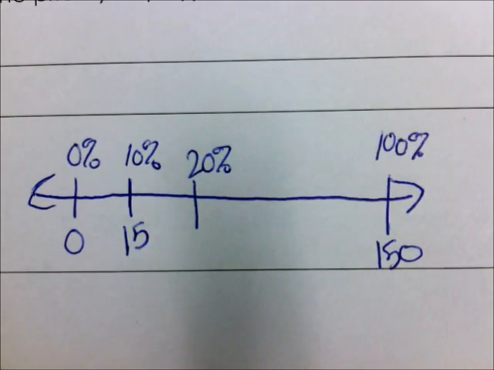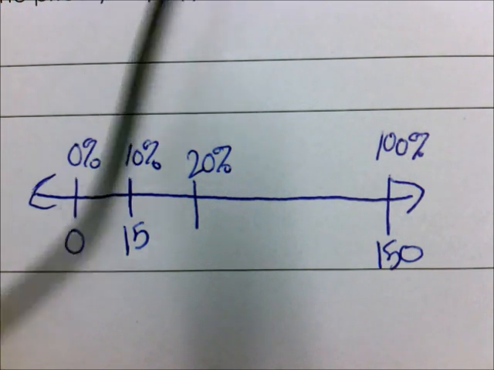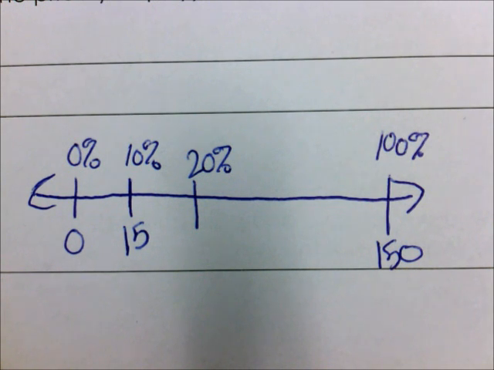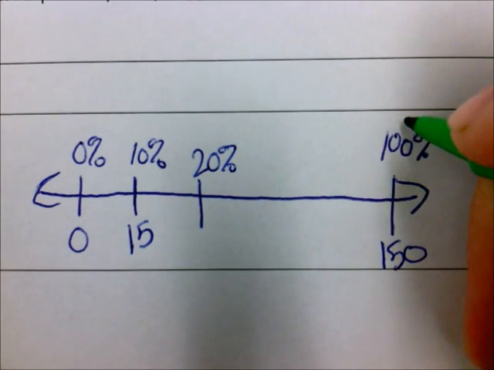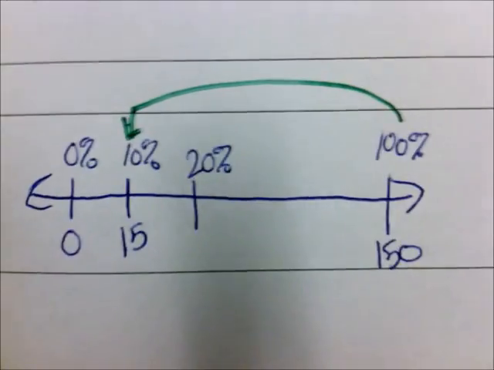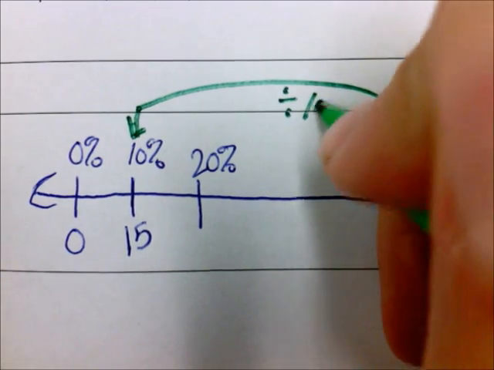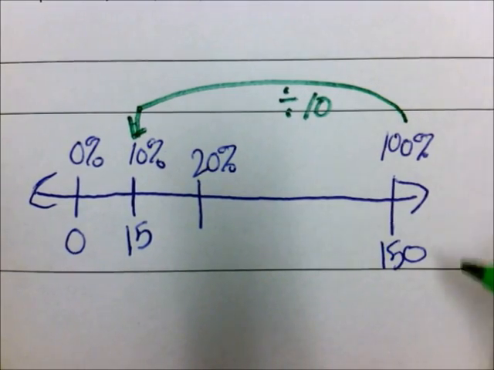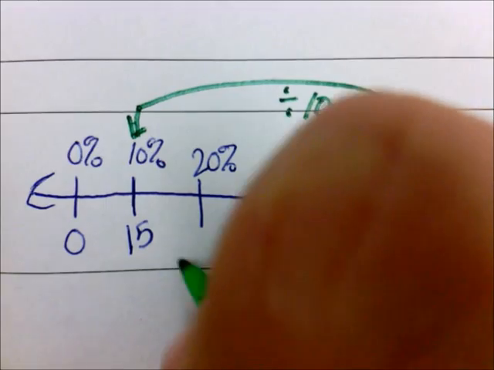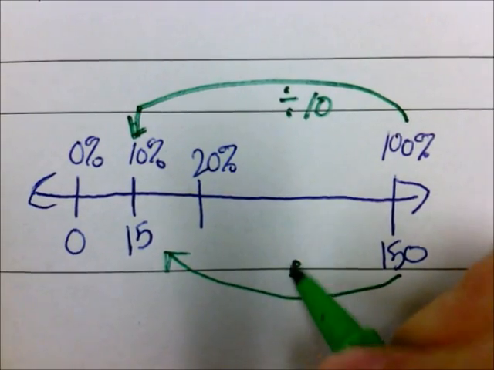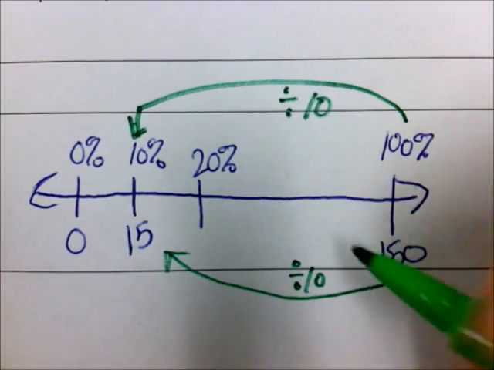Alright, the way I like to explain it in class was, let's get a different color here. Here's some green. Alright, how do I get from 100 to 10? Well, I'm moving it down, so I'm dividing by 10. Do the same thing to the bottom. 150 divided by 10 gives me 15.